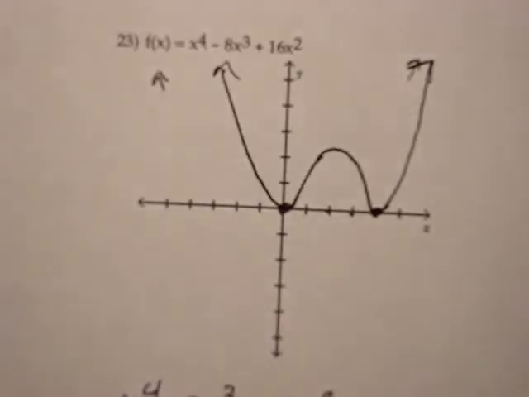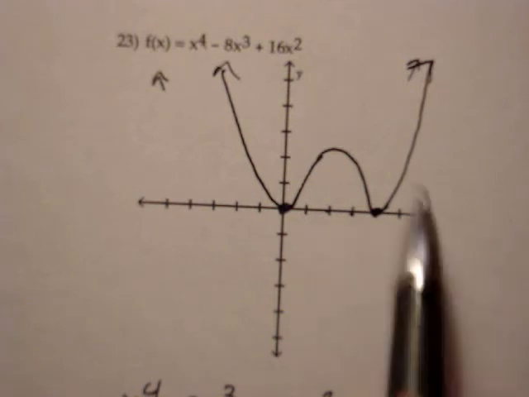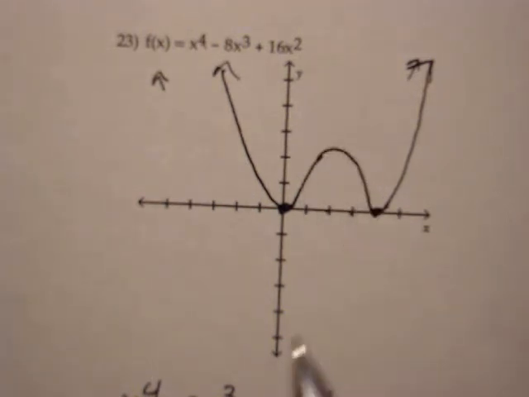And look, there's that lovely W shape that we see in fourth degree polynomials sometimes. And remember, how high is this bump right here? I don't care. In this class, as long as I see the bump, it doesn't matter how high it goes. All right, that is section 3.2, graphing polynomials.